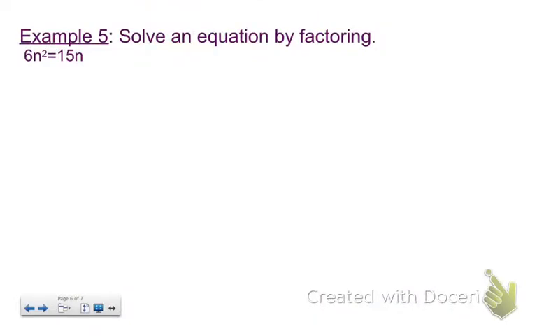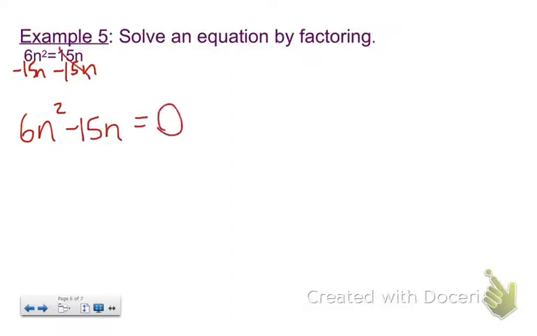And for one more example, this time we have an equation where we have variables on both sides. So before we can solve, we need to get all of the variables on the same side and then do the same thing we did before. So if I have 6n squared equals 15n, I can subtract 15n from both sides, so I get 6n squared minus 15n equal to 0.